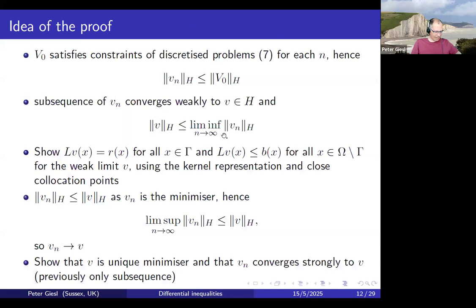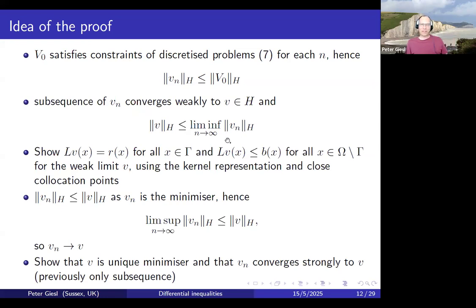And I just quickly sketch the proof, which is relatively straightforward. You'd start with this V naught that satisfies the constraints. So it also satisfies the constraints of the discretized problems, obviously. So the norm-minimal ones, V_n, have a norm smaller than that. So you have a bounded sequence. So a subsequence will converge weakly to a limit V, and we have this here.